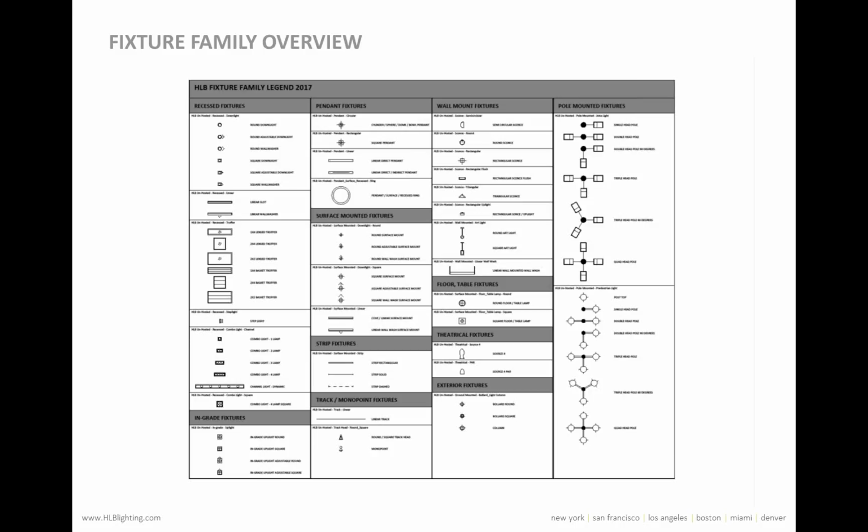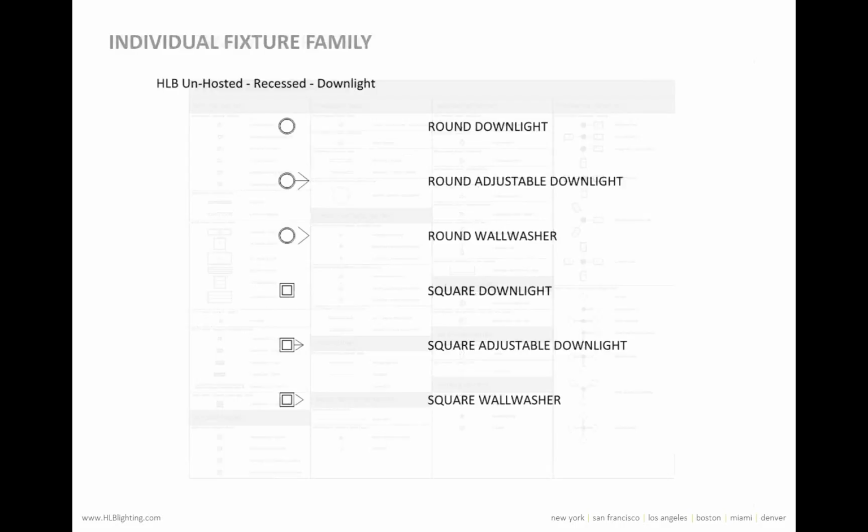Now let me take you through the basic logic behind how these new families were created. You will notice that fixture families are broken up by category, recessed, in-grade, etc., but more importantly, by family. To illustrate this, an example, HLB unhosted recessed downlight, is on the screen now. Where before a round and a square downlight were two separate families, now like symbol types are grouped into a single family as much as possible.